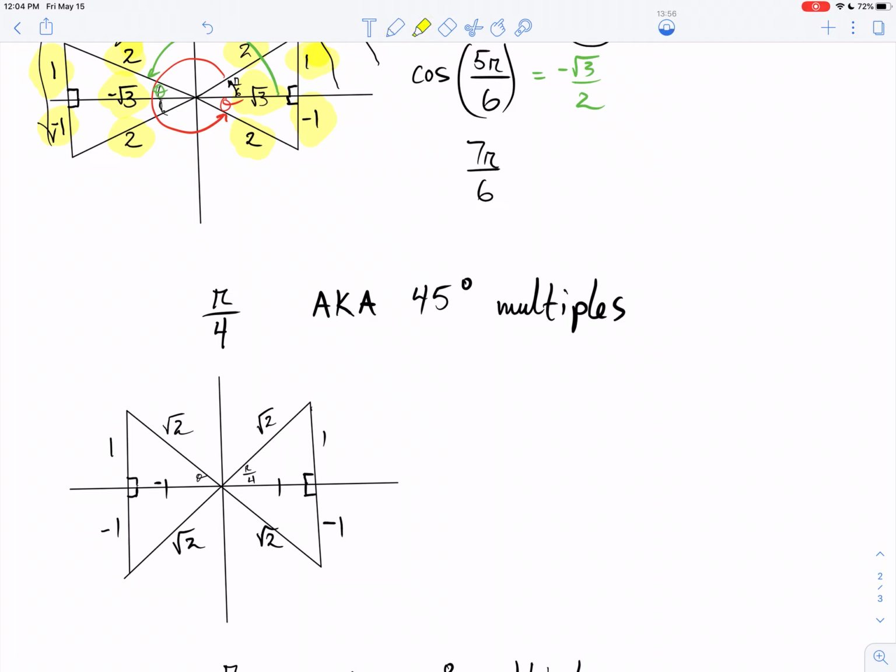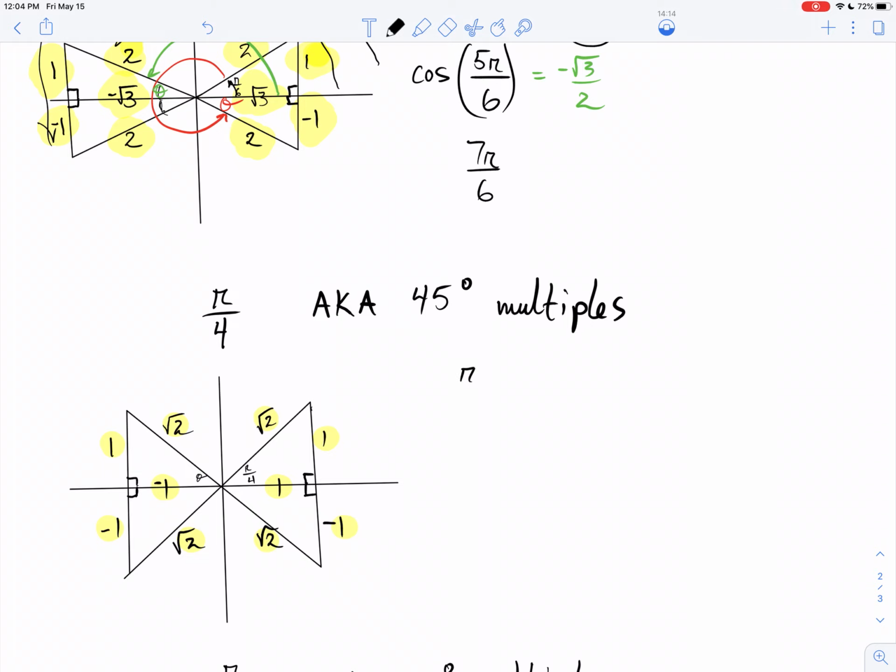Once again, I'm going to try that highlighter. Dink, dink. Ooh, if I just tap it, it's pretty good. Then it's not so huge. You learn something new every day. Anyway, this would be my bow tie for my pi over 4 angles.